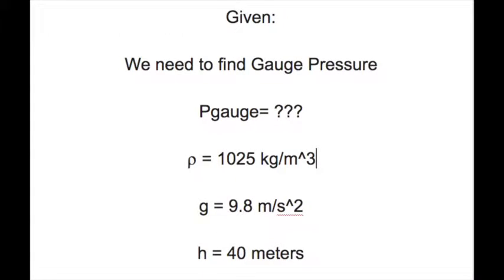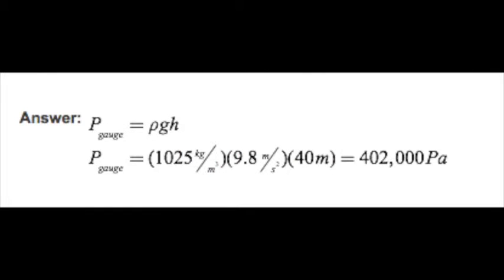So we're going to start off with the first part of the question, which asks what the gauge pressure will be in the scuba equipment. So we already know that we have to find the unknown, which is the P gauge. Our rho is going to be 1,025 kilograms per meters cubed. Our gravity is 9.8 meters per second squared. And our height is 40 meters. So we're going to start with the equation P gauge equals rho gh, and we're just going to fill it in. So P gauge equals 1,025 kilograms per meters cubed times 9.8 meters per second squared times 40 equals 402,000 pascals.